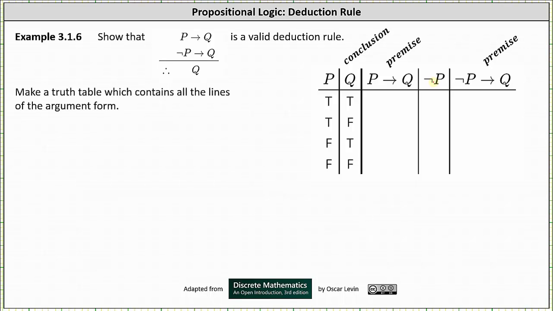Sometimes when trying to show whether an argument is a valid deduction rule, extra columns are added so that the last columns in the table are in the same order of the argument. Our text doesn't do that, but I will show that table at the end. The next step is to complete the truth table.